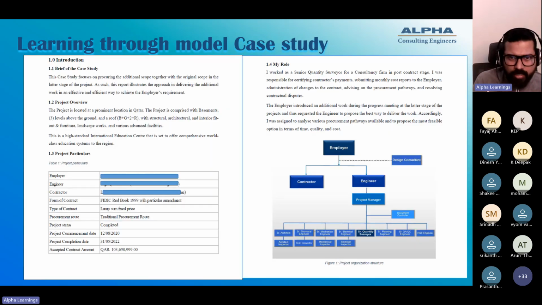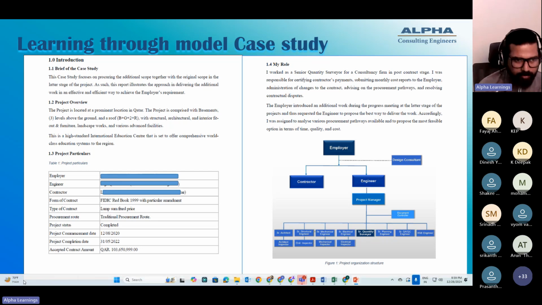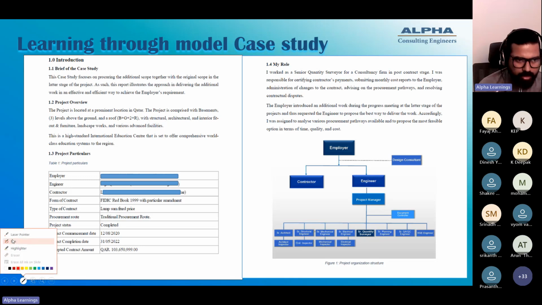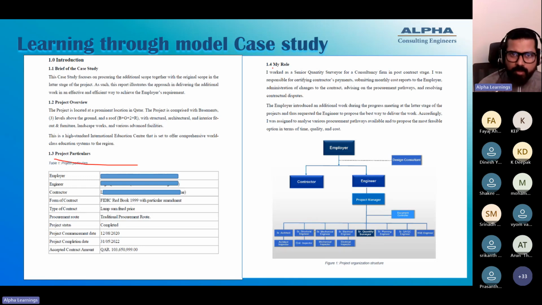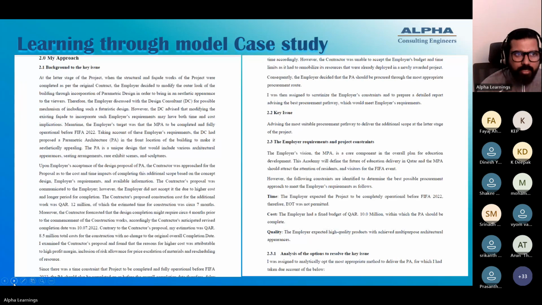So this is one case study written by one of our candidates. Here you can see this is the introduction part. It starts with a brief of the case study, then the project overview. You can see here that project particulars are written. Then my role, it's a part of the introduction. In the role, you can put your project organogram to show your role in that project, your position in the project. Then you write about your role specifically. Then my approach.